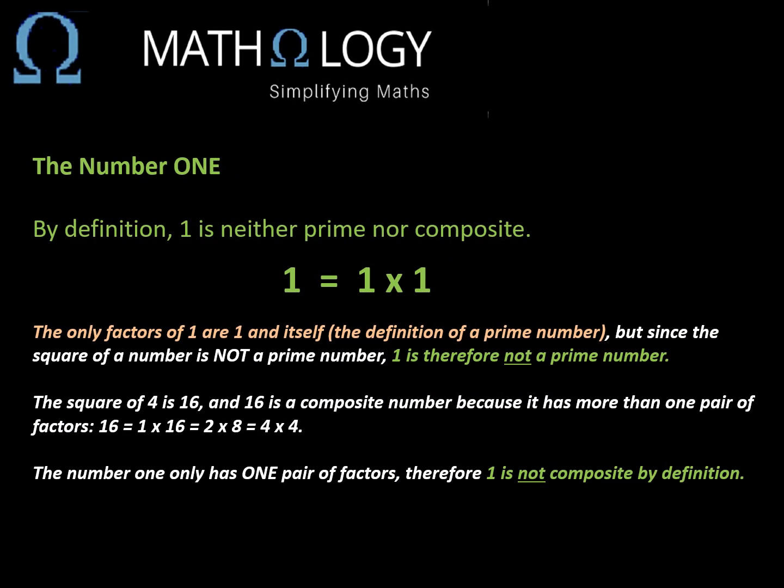The number 1 is by definition neither prime nor composite. A prime number only has one pair of factors, 1 and itself. So, by definition, 1 is prime, since 1 has only one pair of factors, 1 and itself, which is also 1. But since the square of a number is a composite number, it follows that the number 1 must also be composite. However, the number 1 only has one pair of factors, so by definition the number 1 cannot be composite. This contradiction is the reason why the number 1 is classified as neither prime nor composite.